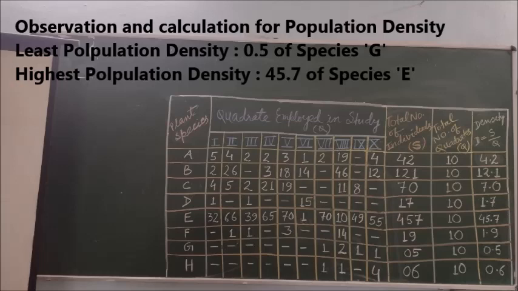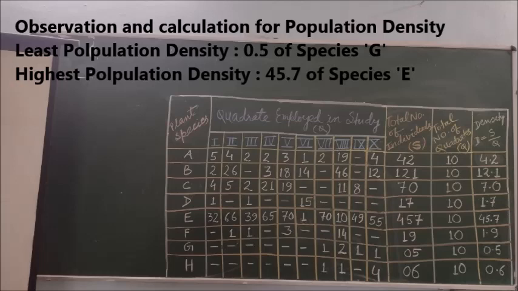So let us see from the observation table. The total number of individuals of species A in all the 10 quadrats is 42. Therefore density is equal to 42 divided by 10, that is 4.2. Like that for species B, the total number of individuals in our quadrats is equal to 121. So population density is equal to 121 divided by 10, that is 12.1.